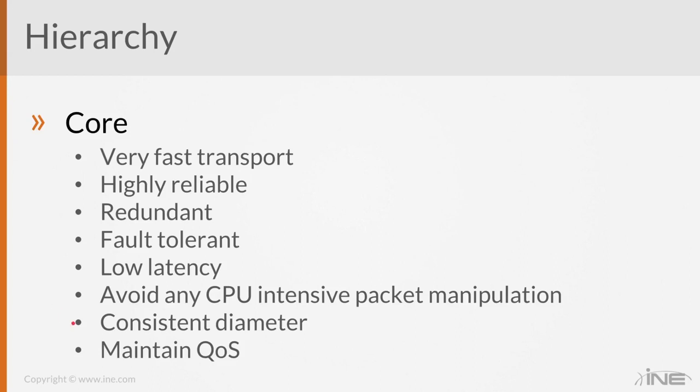It has to have consistent diameter. We'll come back to this. And you have to maintain QoS. If you go from an access block to a service block and your core is not maintaining QoS, it means you're not having QoS end to end. You're just having QoS between, let's say, your access and your distribution.